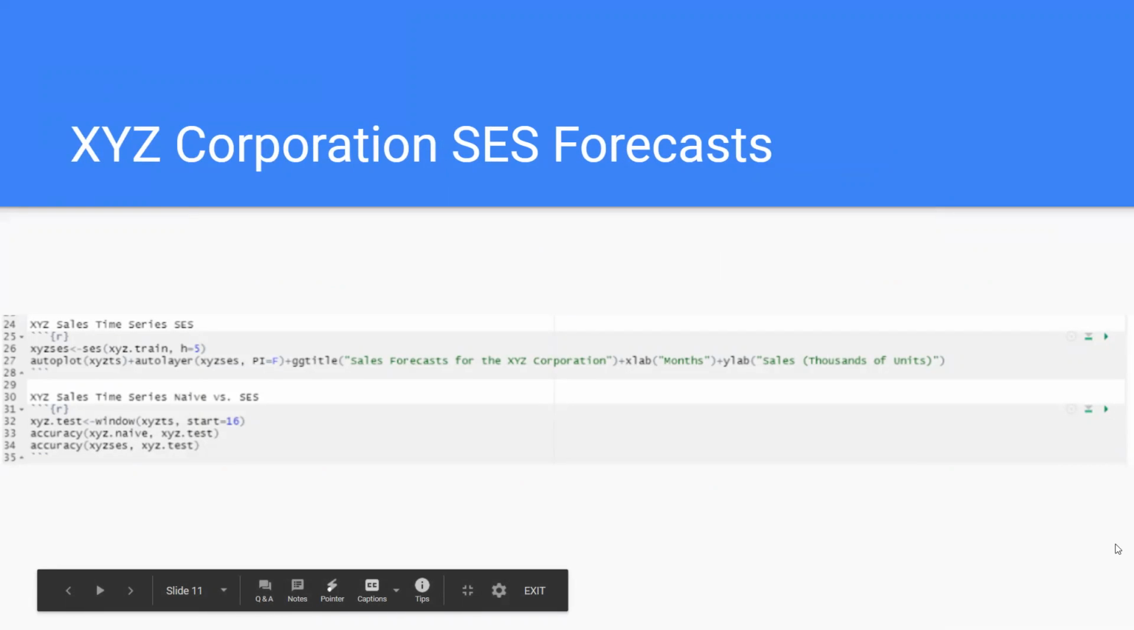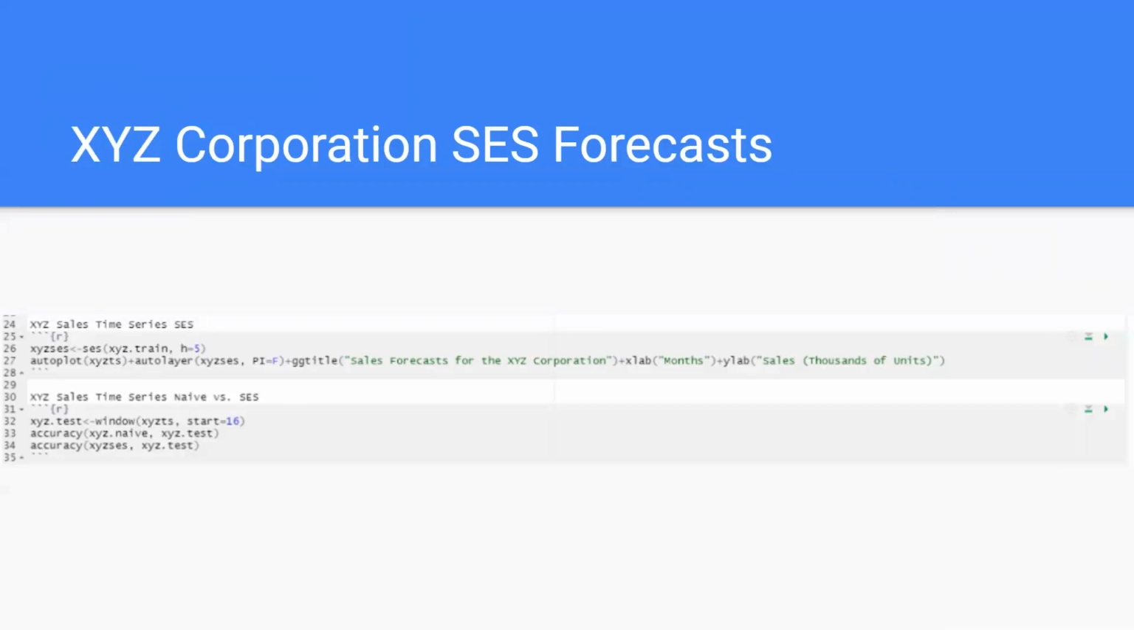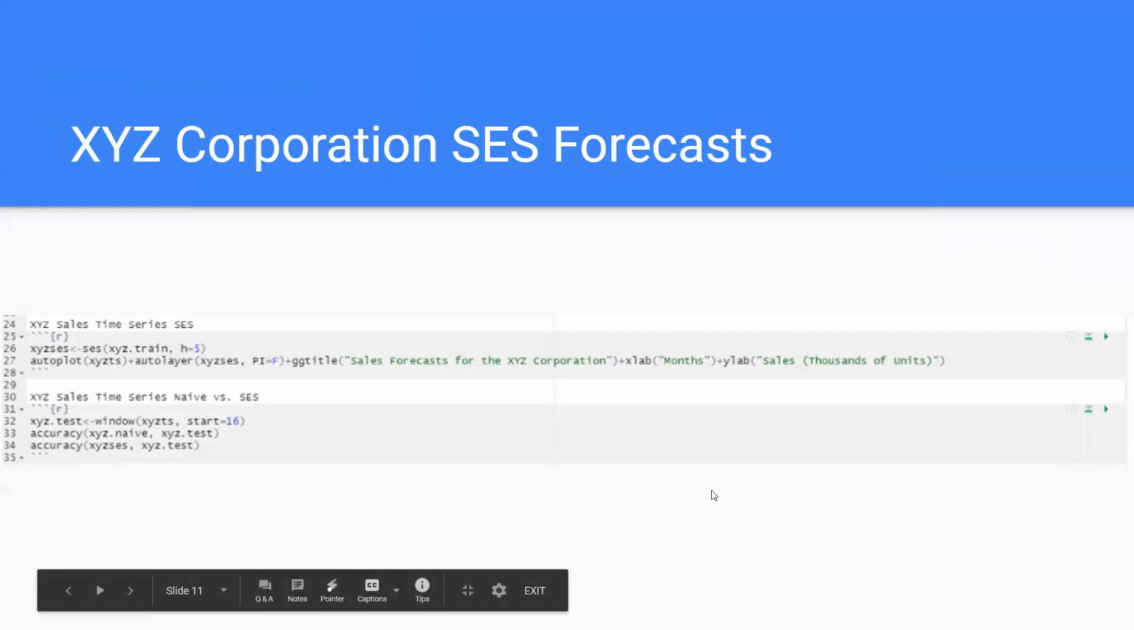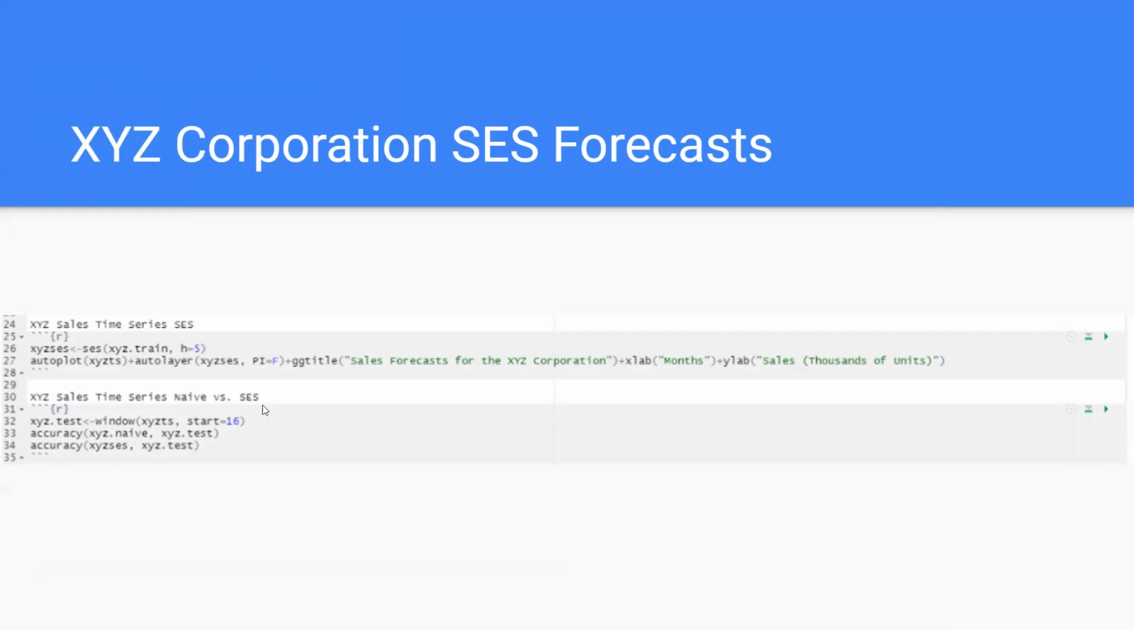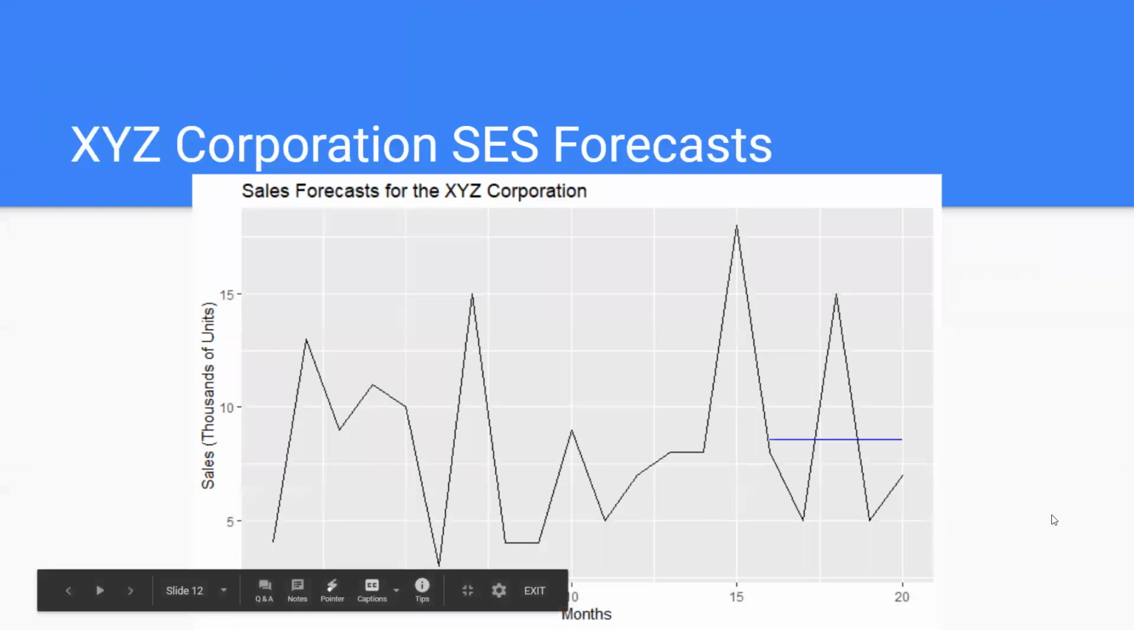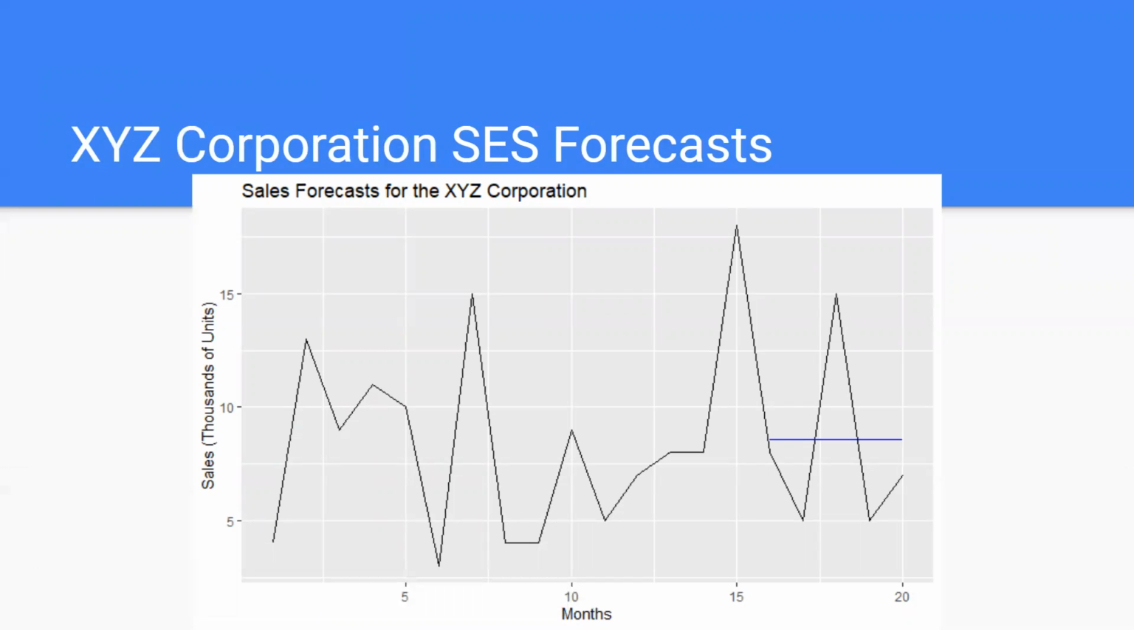Returning to the XYZ Corporation example, a simple exponential smoothing forecast is run using the SES command, as we can see down here. We can also see comparisons that are run between the naive method and the simple exponential smoothing method right here. We'll come back to that a little later. Graph 2 right here showcases the forecasts for the next 5 months using the simple exponential smoothing method. Like the naive forecast, the forecasted value of sales, approximately 8,600 units, is the same for each of the forecasted time periods. However, the prediction intervals remain constant as time progresses.